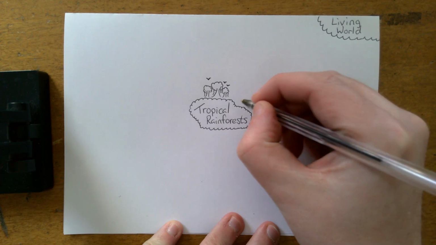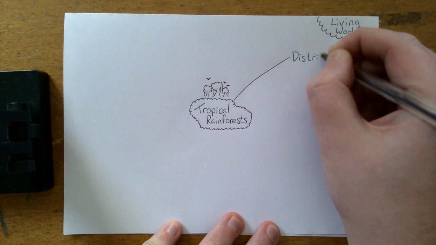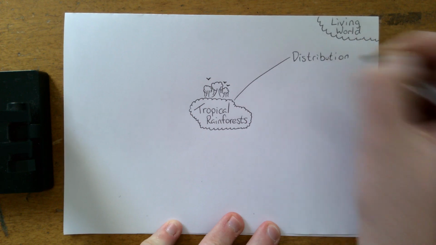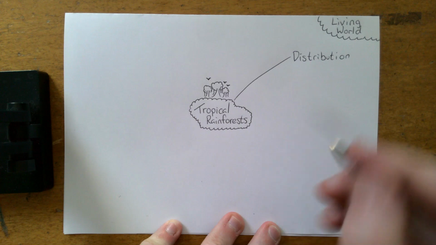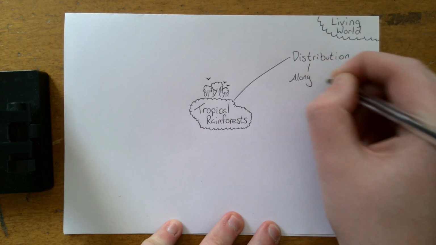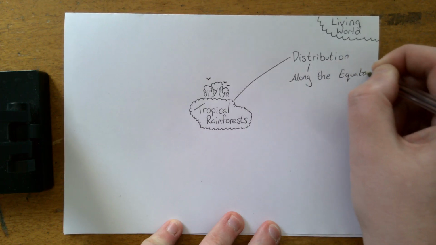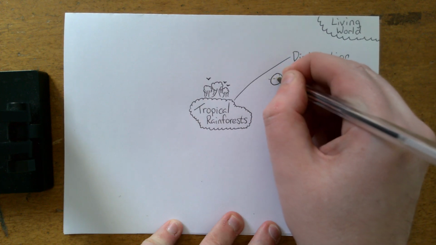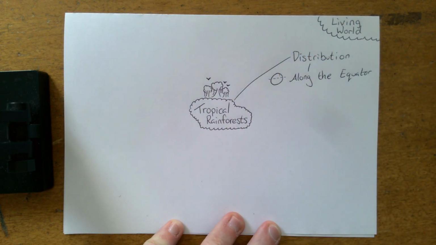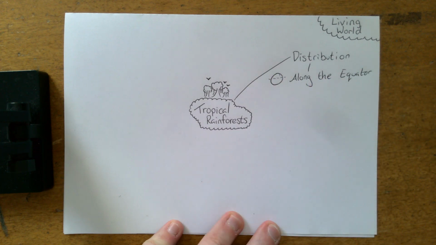Most important bit we need to think about is their distribution. Where are they in the world? Okay, so where do we find tropical rainforests? First thing and most important thing is we find them along the equator. Okay, so we find them along that line that goes around the centre of the Earth, that line that splits the Earth in two. If you already know about the climate along the equator, you can start to think about why they're found there, but we'll get onto that in a moment.